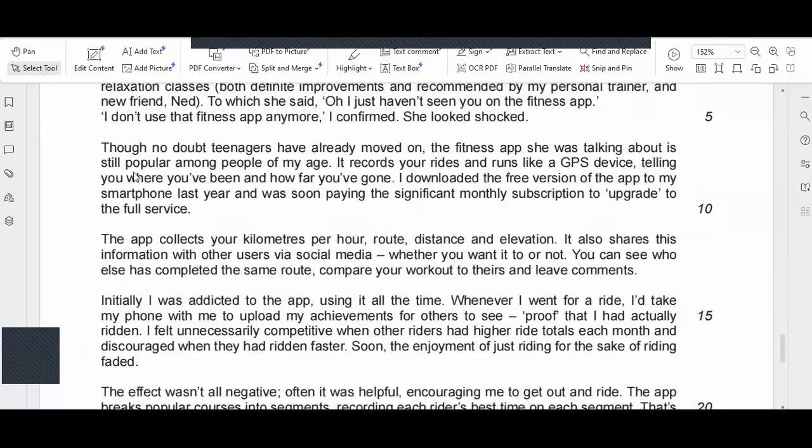So, the first disadvantage that we have encountered: significant monthly subscription to upgrade to the full service, which means that installing the app is free. There is a free version that you can use, but as soon as you start to use the free version and move forward, in order to unlock the further features of the app, you have to pay, you have to get the subscription. That means it's a disadvantage that you have to pay to use something.